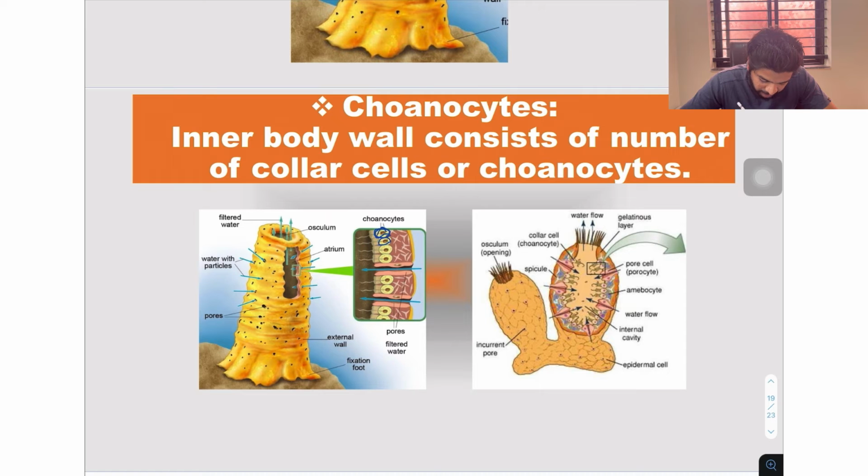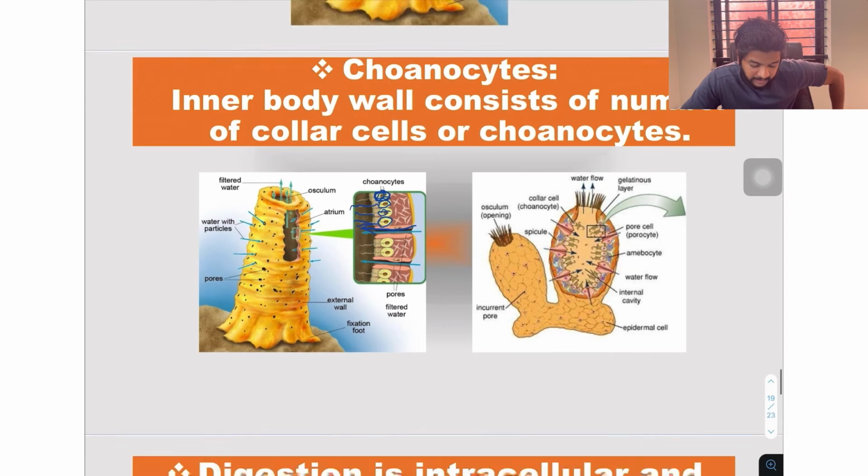See here, this is a choanocyte, each having flagella. These choanocytes with flagella always vibrate, and hence the water suction helps in sucking in the water from outside to the inside. These choanocytes are also called collar cells, present inside the pinacoderm inner layer, and they have flagella or cilia that always vibrate. As a result, suction pressure is created so that water easily enters into the spongocoel.